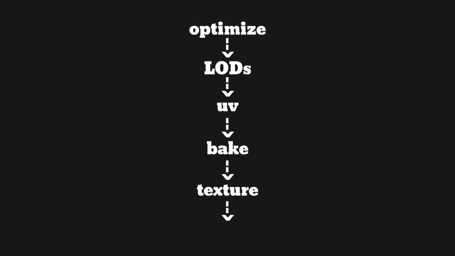Keep this order. First, model and optimization. Second, create low poly. Third, UV unwrap. Fourth, bake details if needed. Fifth, apply texture. Sixth, export. Stick to the pipeline. It prevents rework and keeps production predictable.